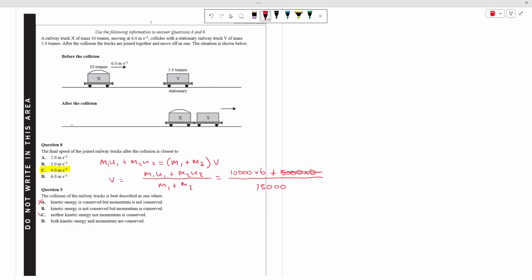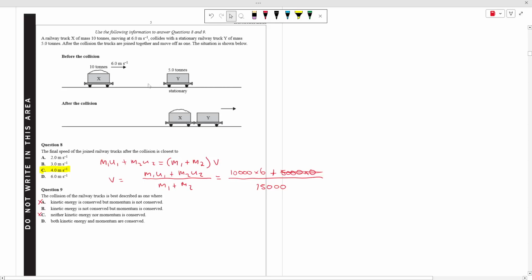Maybe, we'll check in a second. C is wrong because it says momentum is not conserved. So it's either B or D. So it's basically asking us, is kinetic energy conserved or not? Or another way to phrase that, is it an elastic or an inelastic collision?